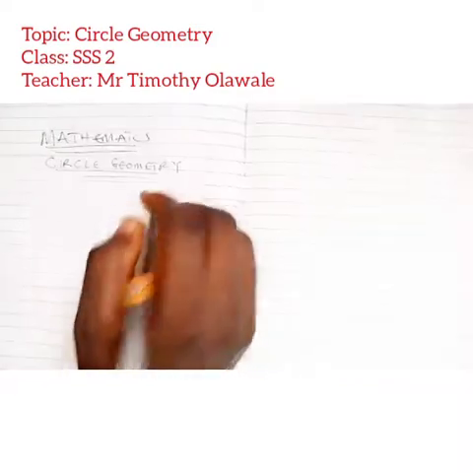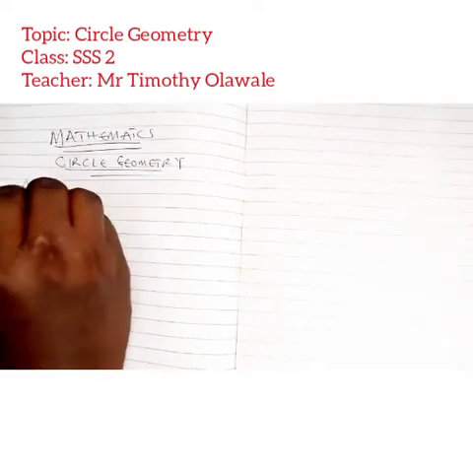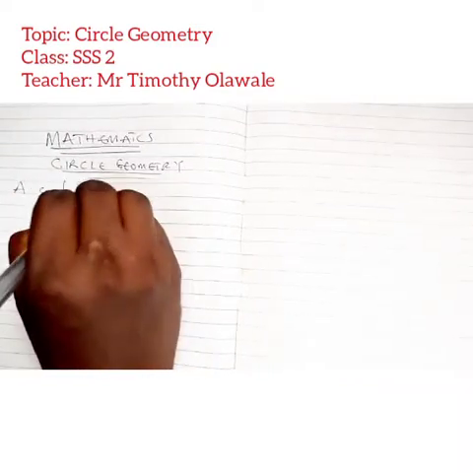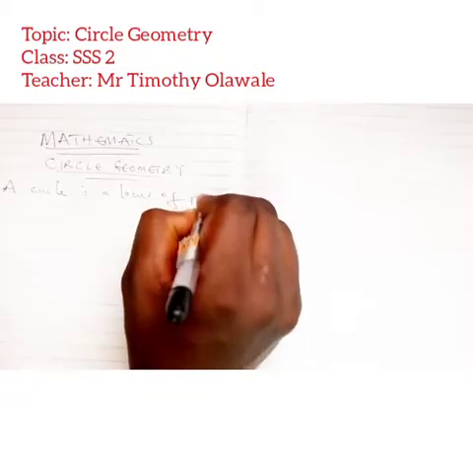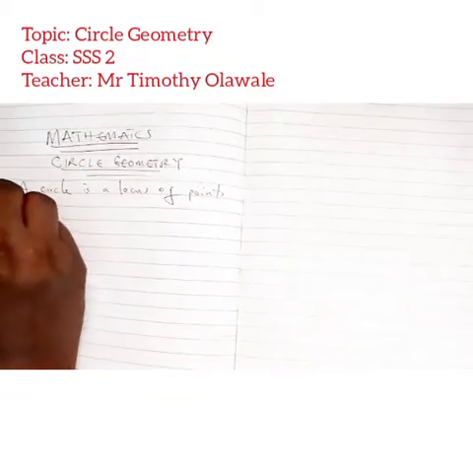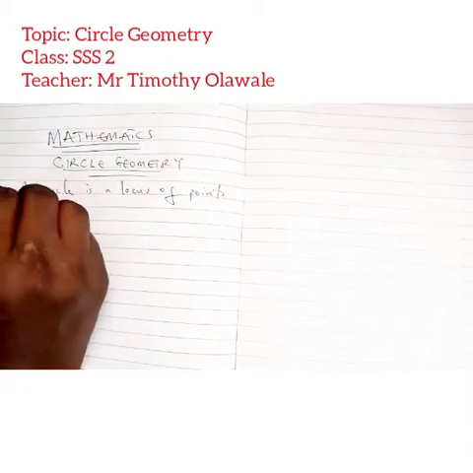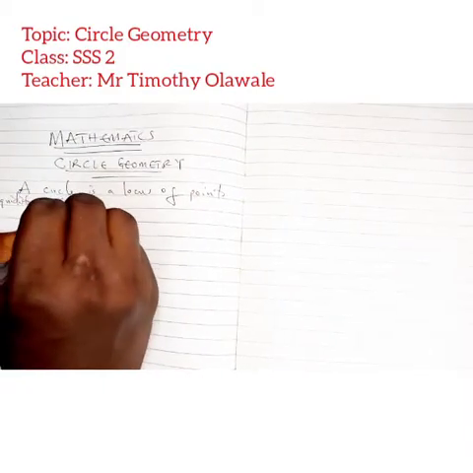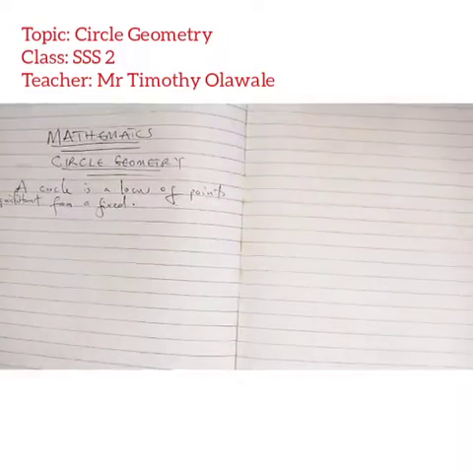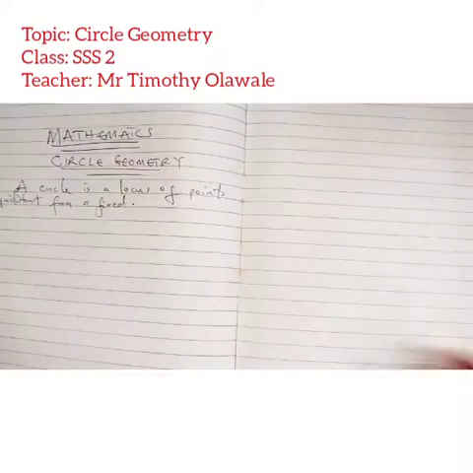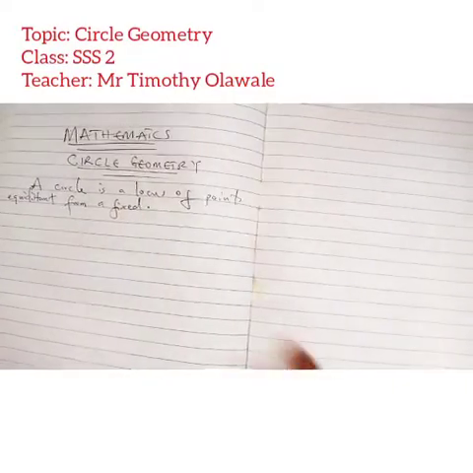And of course, we know that a circle is a locus of points equidistant from a fixed point. A circle is a locus of points equidistant from a fixed point. You get that? All right.